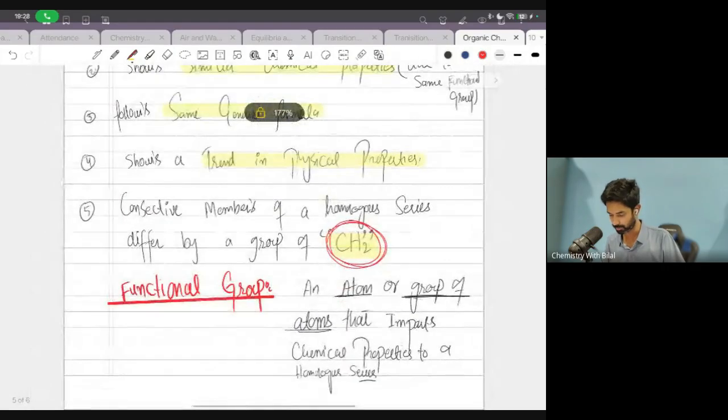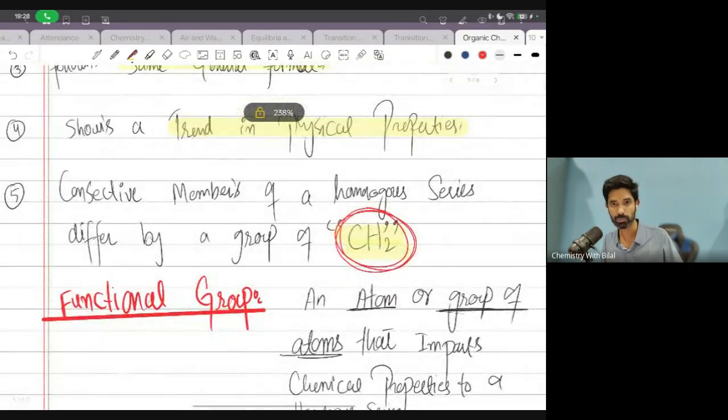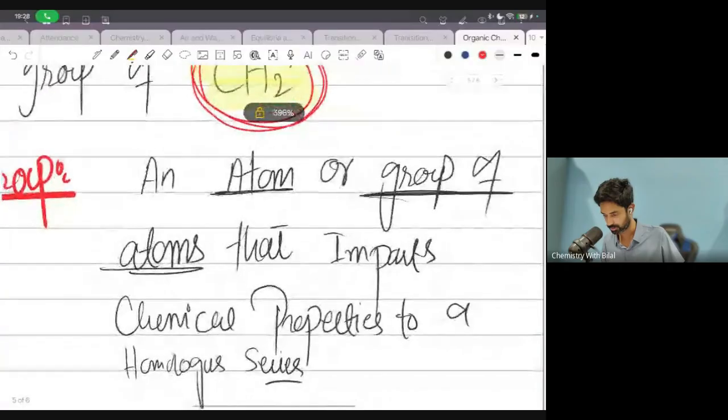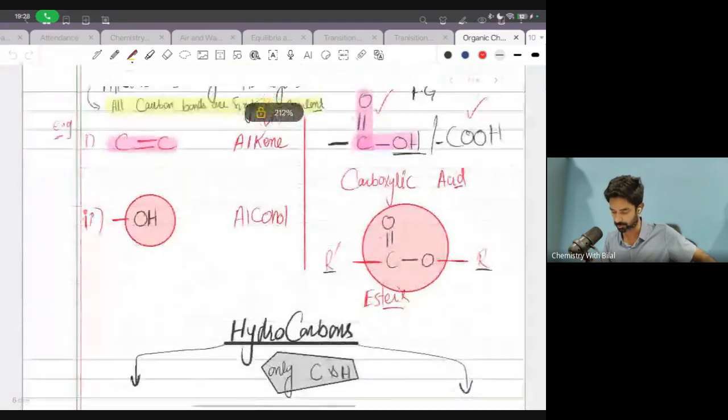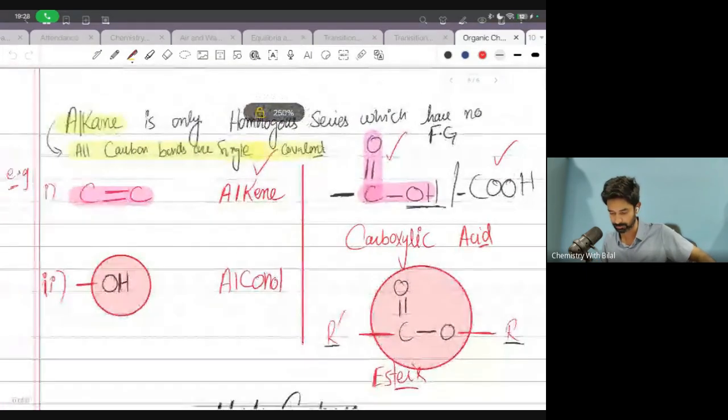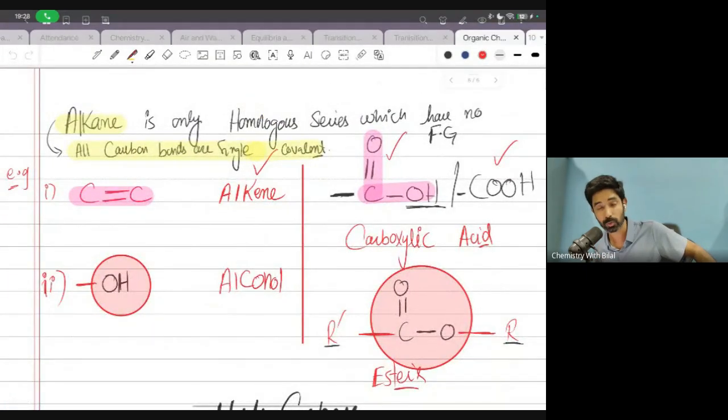So all members of homologous series have the same functional group. What is a functional group? It is an atom or group of atoms that imparts or decides chemical properties of a homologous series. In our syllabus there are 4 functional groups, which we discussed yesterday. Alkane is the only homologous series without a functional group.